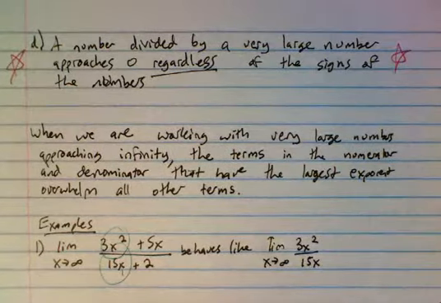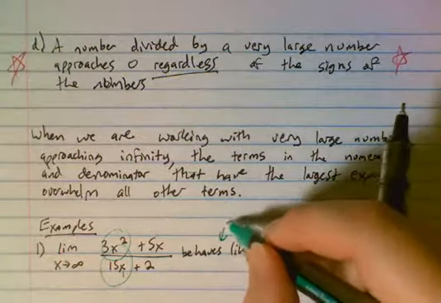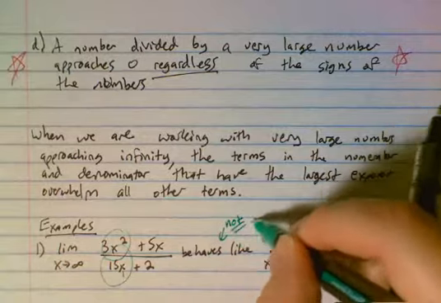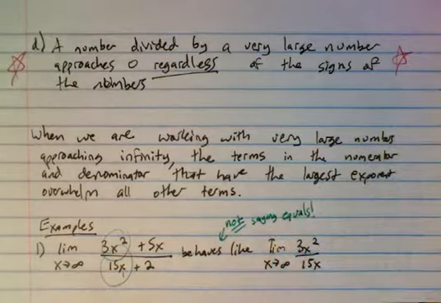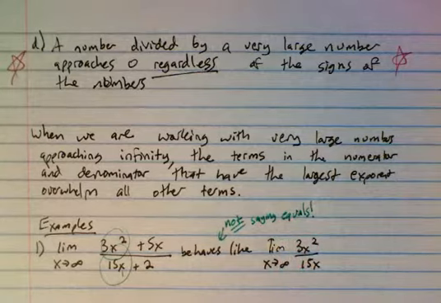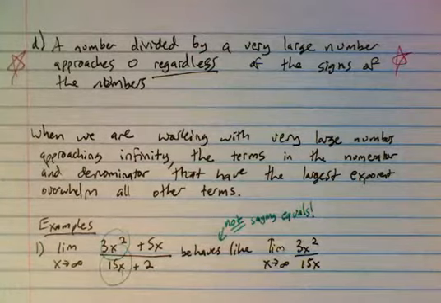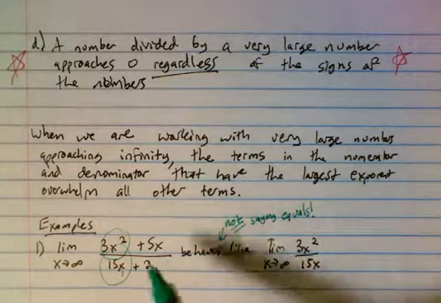Behaves like that. Now notice I am not saying it equals, because it doesn't equal. I'm saying that because x is approaching such a large number, we can kind of ignore these for practical purposes. The effects of these other terms get so overwhelmed.